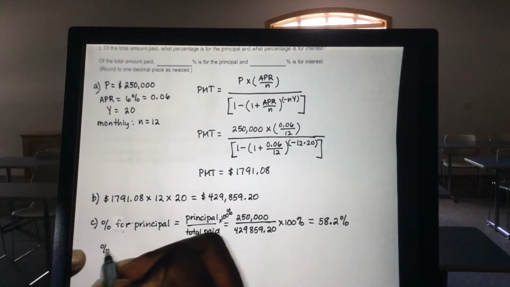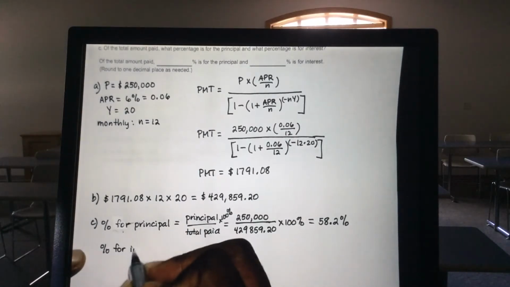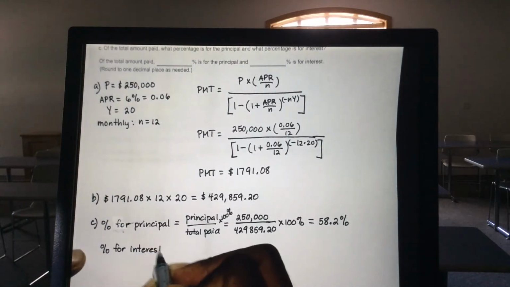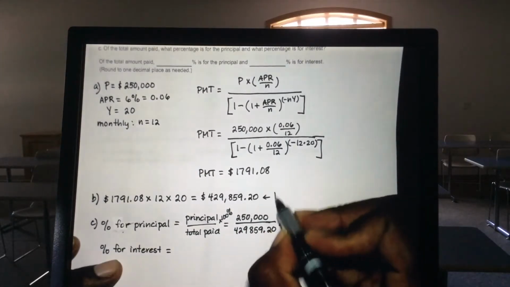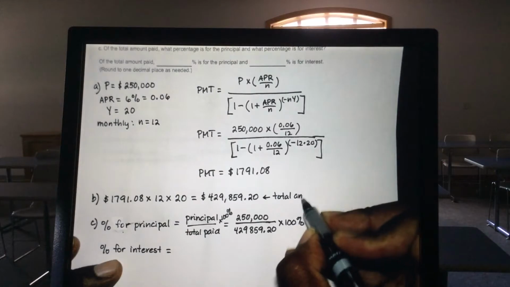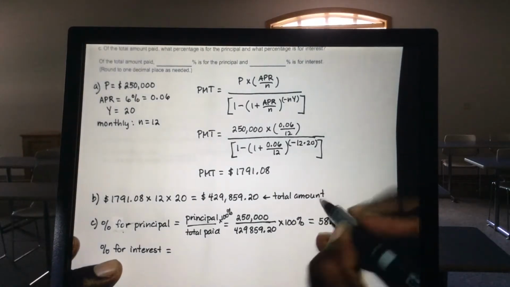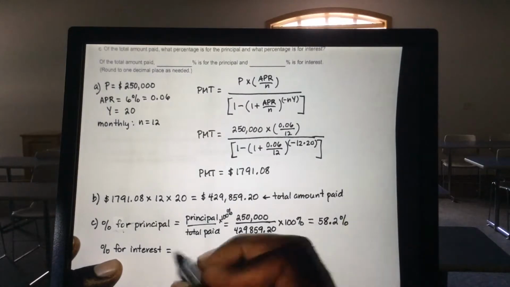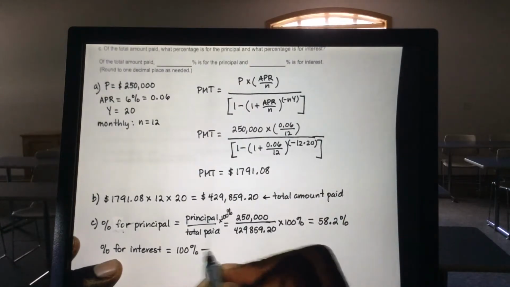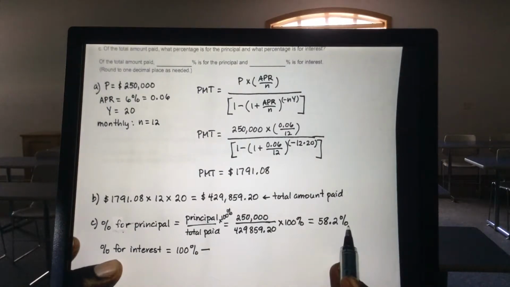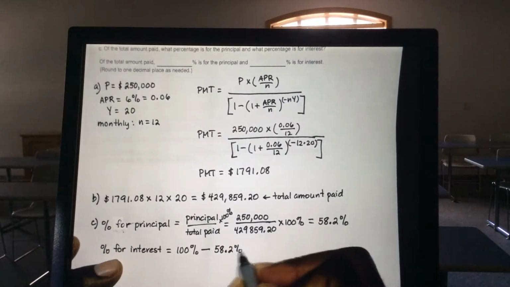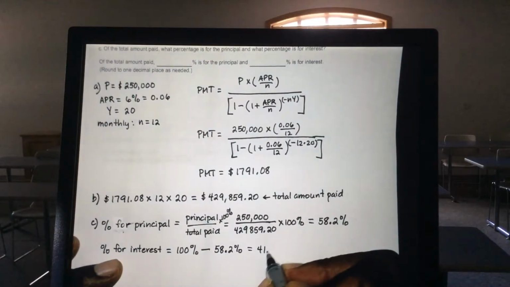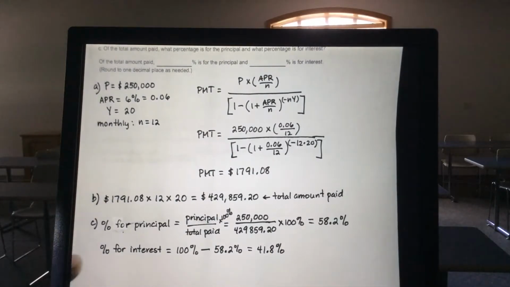Okay, now let's find the percentage for interest. The total payment right here represents 100%. But we pay 58.2% towards the principal. So if you subtract 58.2% from 100%, you're going to get 41.8%. So here, 41.8% is going towards interest.